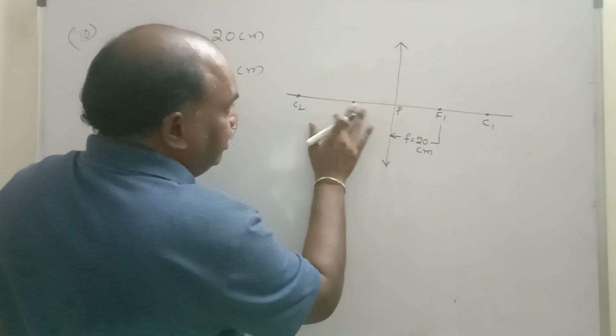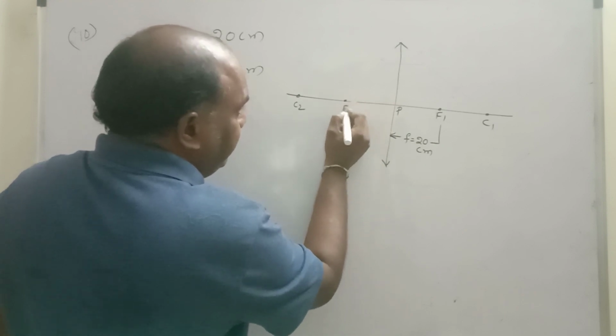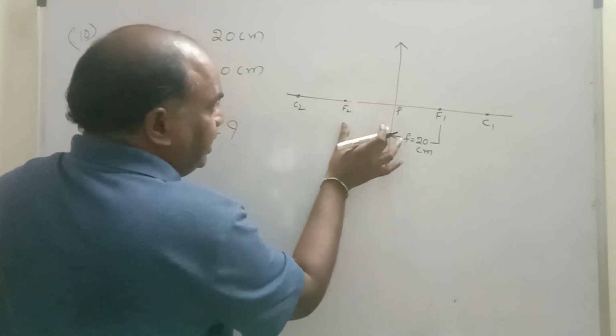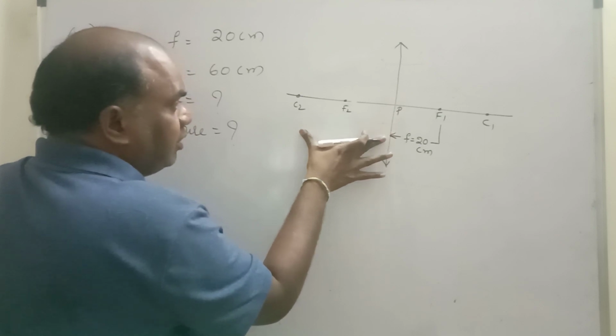We know that the center of curvature is exactly twice the focus. If it is 20, this will be 40. Pole to center of curvature is 40.